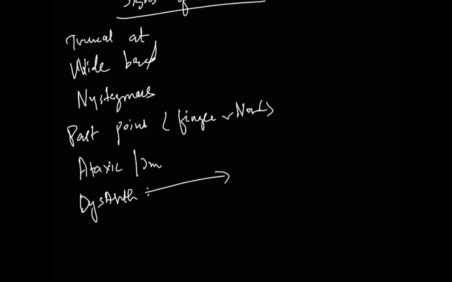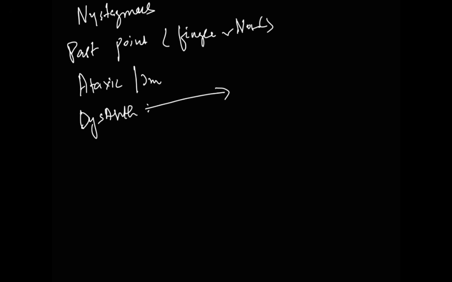And dysdiadochokinesia, which is the inability to perform alternating pronation and supination movements. So this is all about cerebellar lesions.